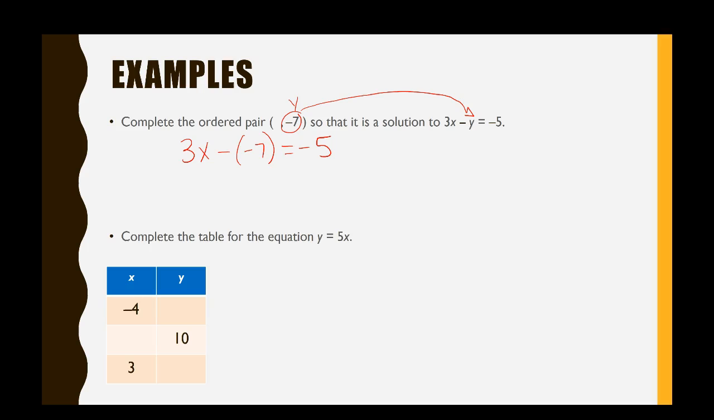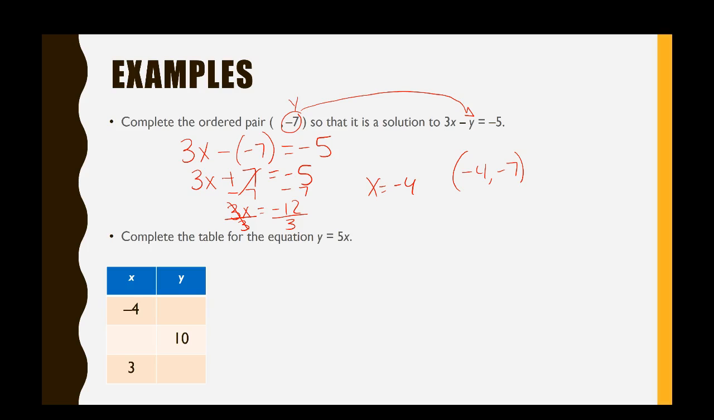Now when I go to solve this, these two negatives make a positive, so that's 3x plus 7. Then I can subtract the 7, get 3x equals -12, divide by the 3, and you get x equals -4. So then that would be -4 is the x, -7 is the y.